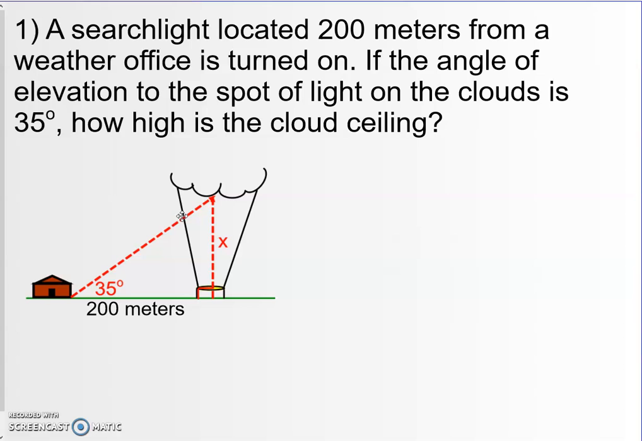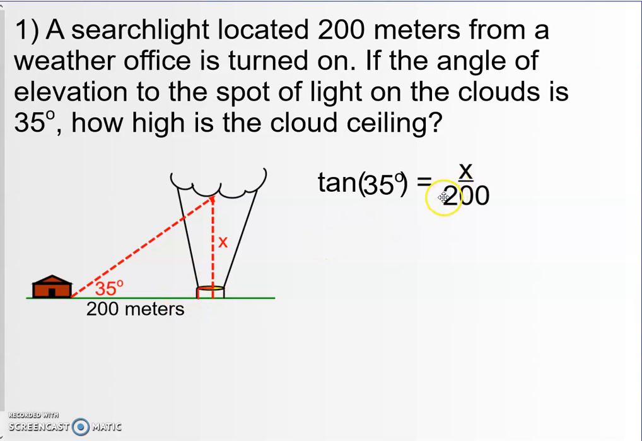Well, golly, this is a perfect time to use the tangent function. We have an angle, we have the side opposite the angle, and we have the side adjacent to the angle. And that, of course, is the tangent function. So the tangent of 35 degrees equals the opposite over the adjacent. In this case, the opposite is x and the adjacent is 200.